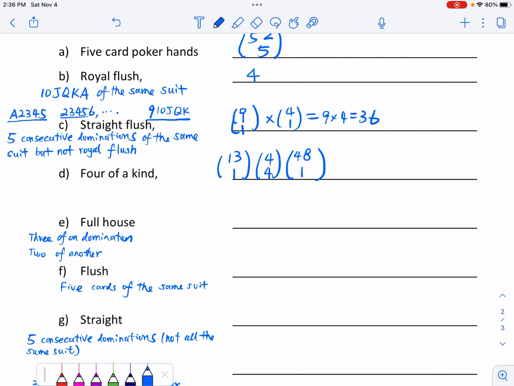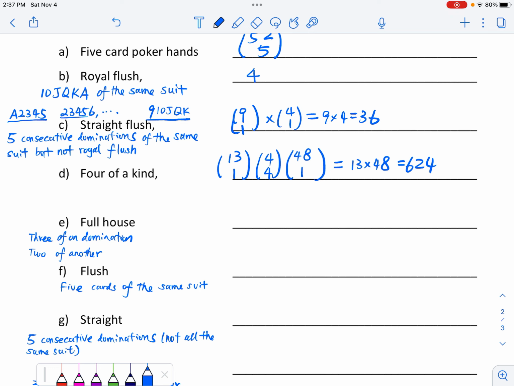Let's just quickly do this algebra. This is going to be 13 times 48. And what is 13 times 48? Let's do a quick algebra here. 13 times 48, which is 624, right?